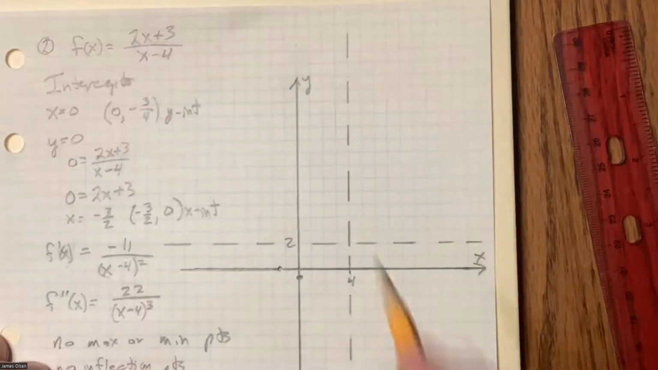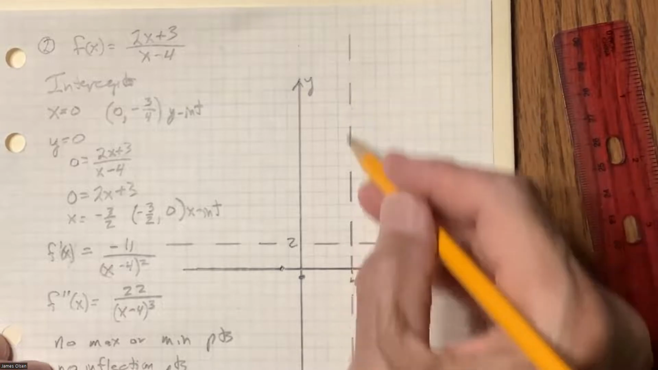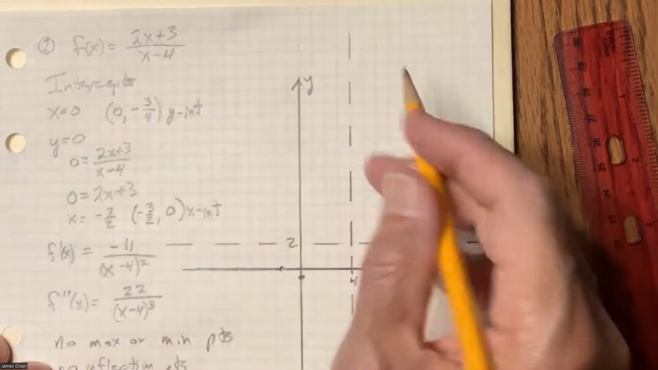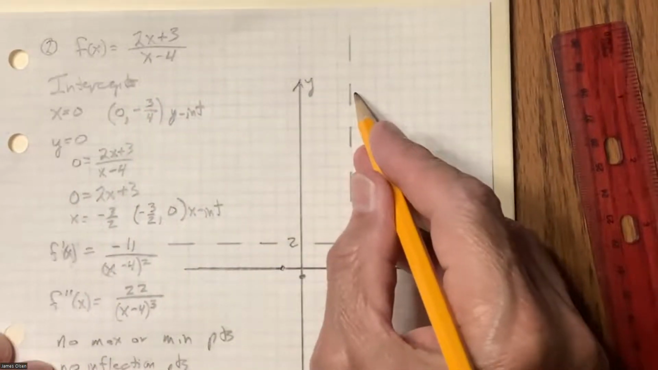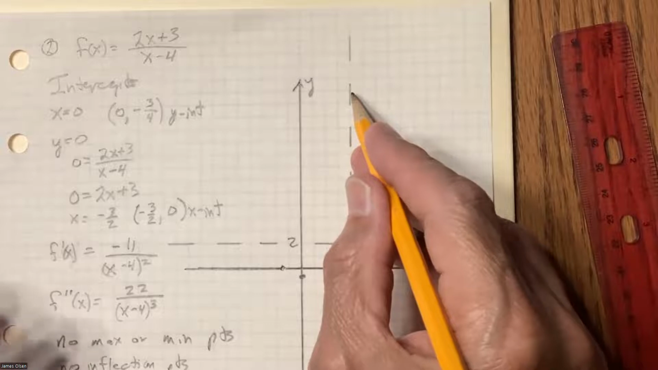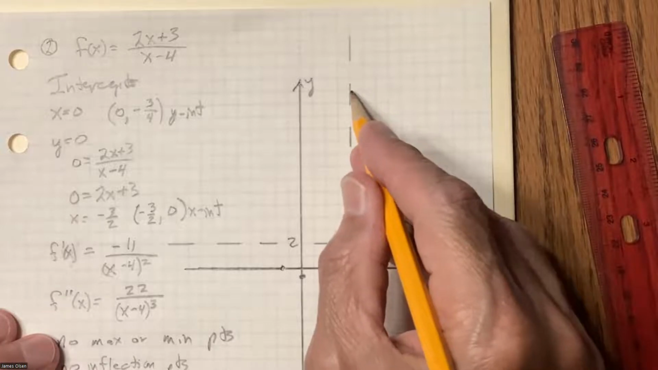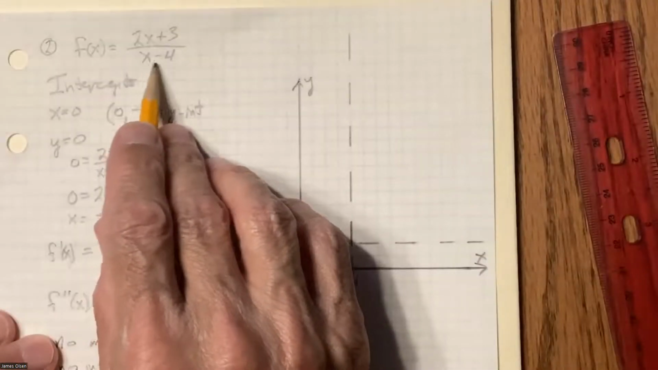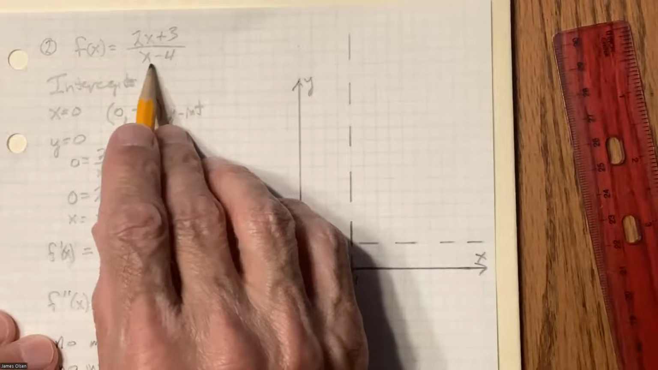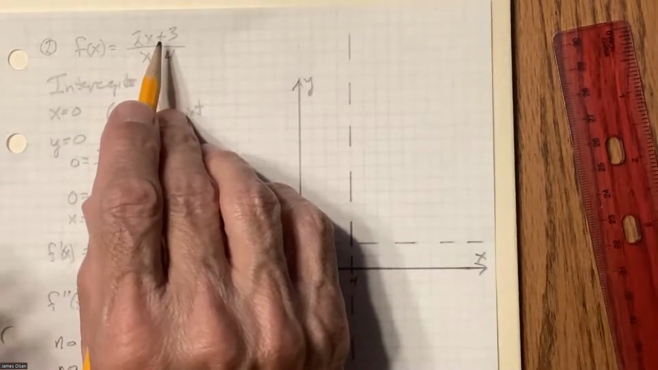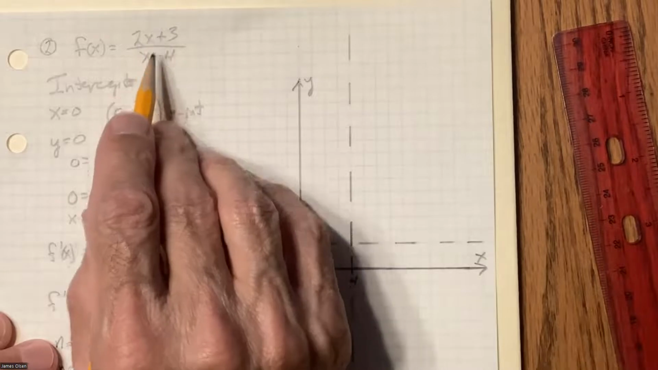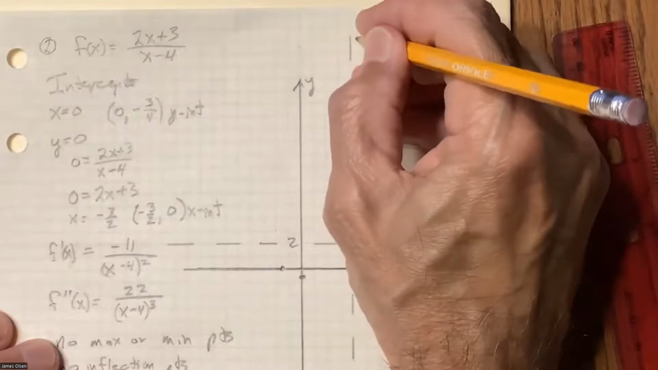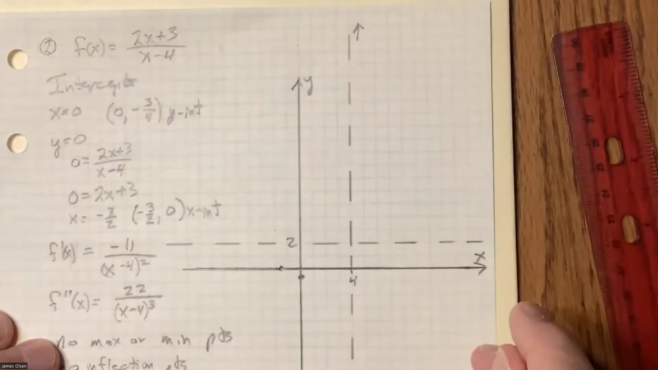Now let's talk about what this means here and what's happening near this. Certainly we cannot put in 4. But if we put in something a little bit to the right of 4, like 4.1 or 4 and 1/100th, if we put 4 and 1/10th, the denominator is going to be small positive 1/10th, and the numerator is going to be somewhere around 11. 11 divided by something tiny, positive divided by positive, is large positive.